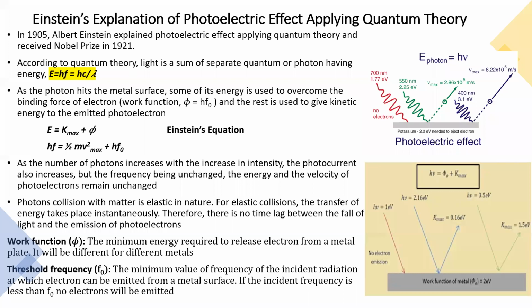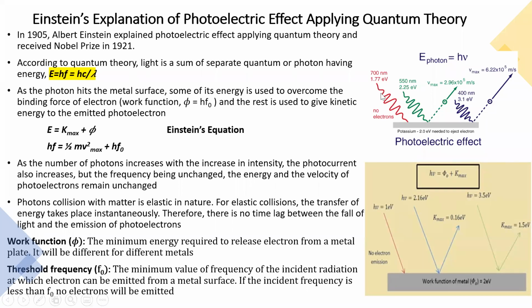So when a photon hits an electron, some of its energy is given to the electron so that it can free itself from the binding force of the atom. Some energy is used to overcome the binding force of the electron to the atom, and this energy is called the work function. It is represented by the symbol phi. So phi is equal to h f naught, where f naught is the minimum frequency, the threshold frequency. So now you know that.